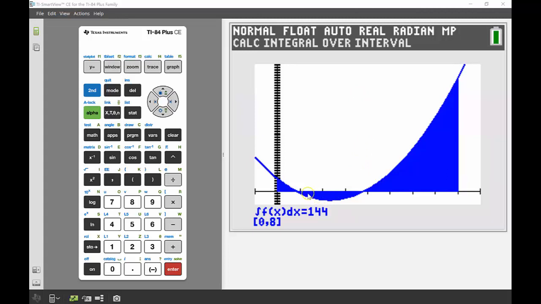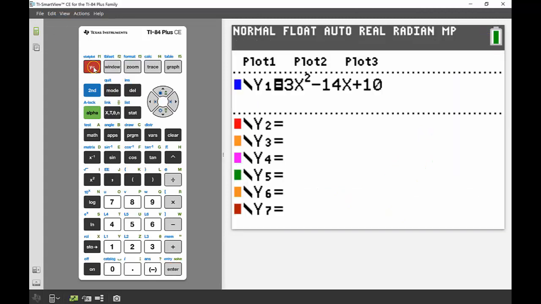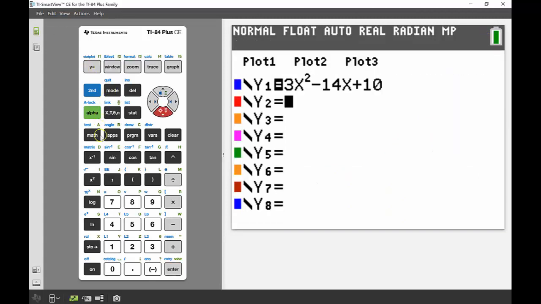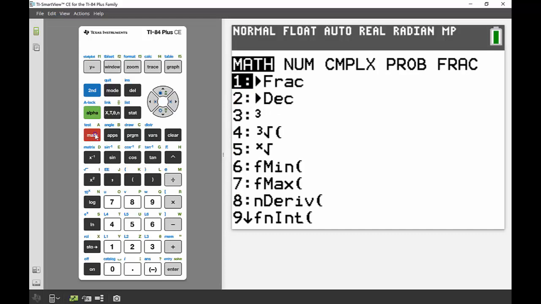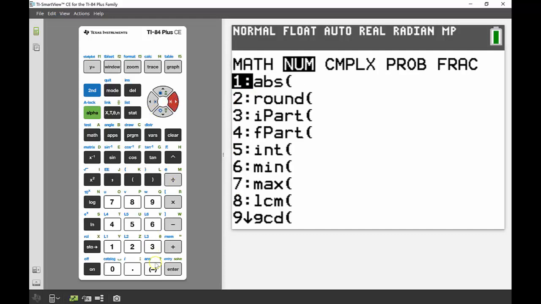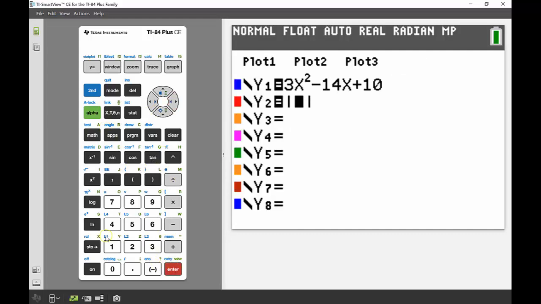Now what I could do is find my x-intercepts from here, and then find just what that negative area would be, and then add that on to my 144, but that's quite a slow process. So the way I generally tend to do it, which is a bit of a trick, is I go back into my Y=, and then I'm going to take the absolute value using my math menu, cross to number, absolute, and I'm going to put that into my Y1.